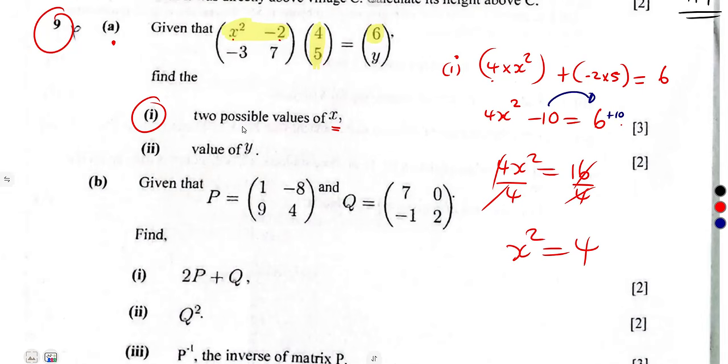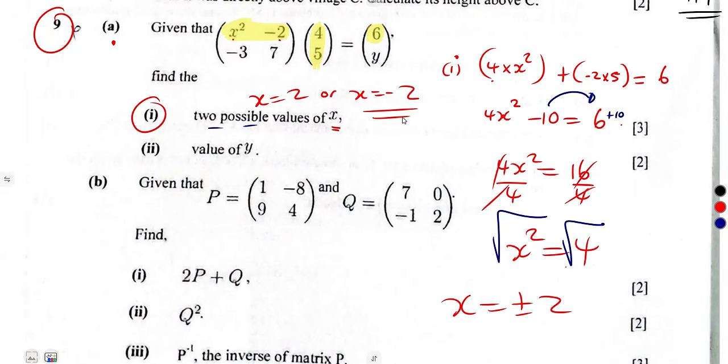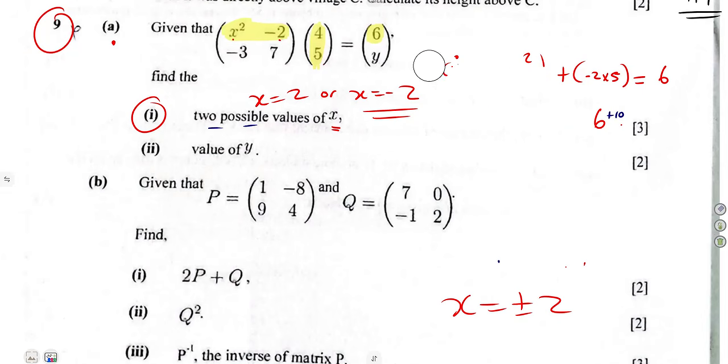So to find the two possible values of x, introducing the square root, x is going to be plus or minus the square root of the number. So that's plus or minus 2. So x can be positive 2 or x can be negative 2. Simple like that, right? That is what you're given.